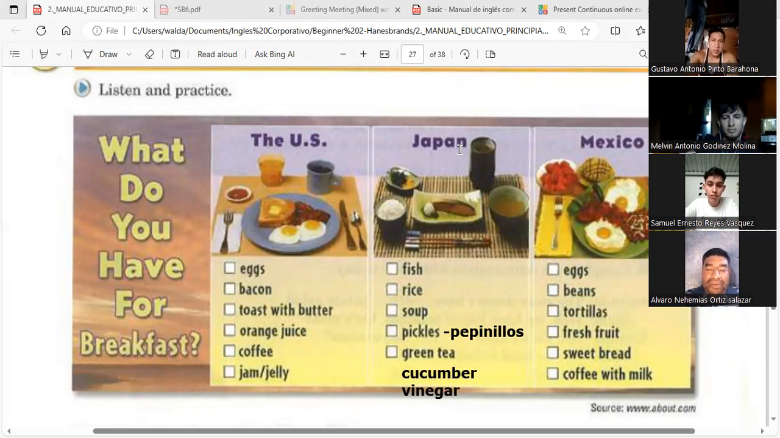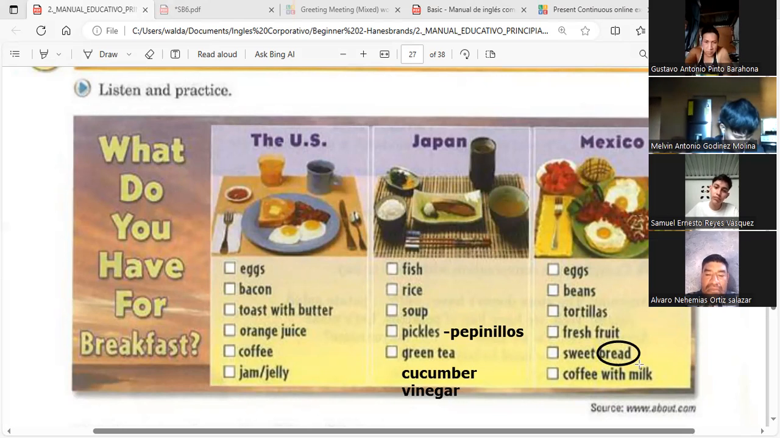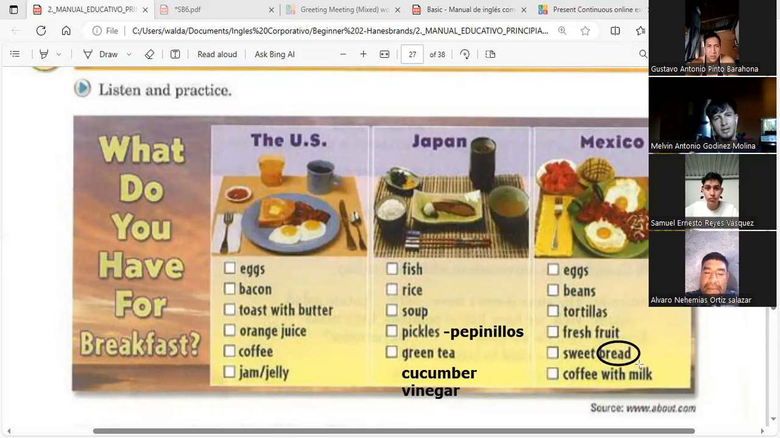Álvaro, what is bread? No sé, pero le pregunto. Bread. Pan. Ya vimos este. Bread. Este ya lo vimos. What is bread? Bread. Pan. Pan, okay. So sweet is like sugar. Like sugar, like honey. Okay, pan, so. Dulce. Pan dulce, exactly. Okay. Sweet bread. Thank you. You're welcome. Anything else?